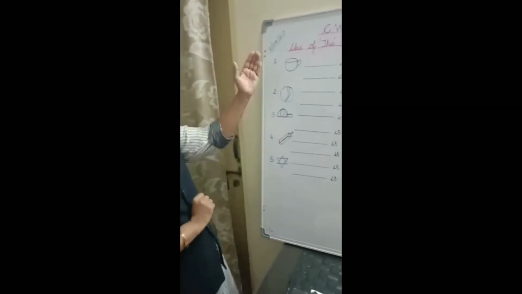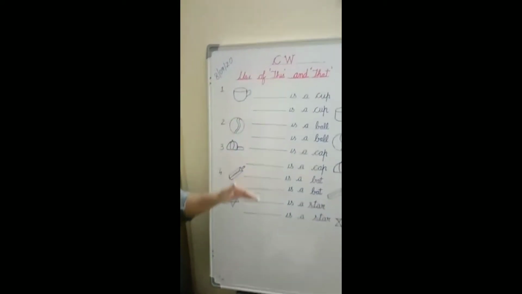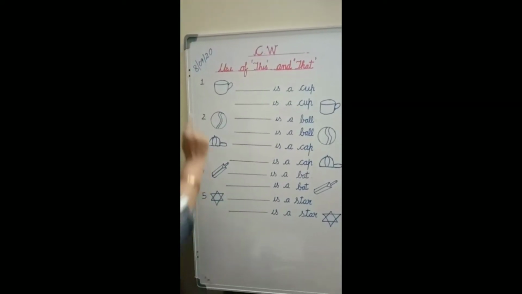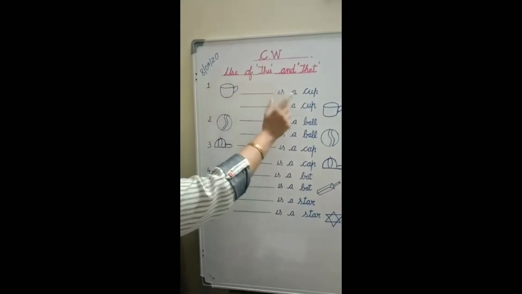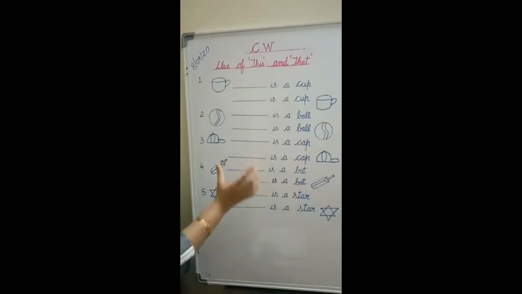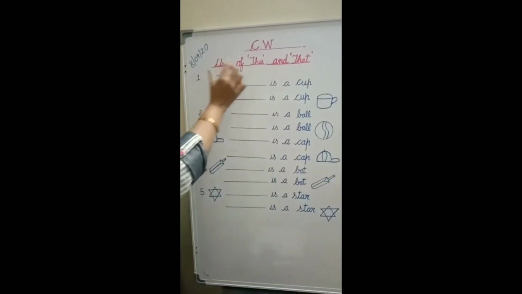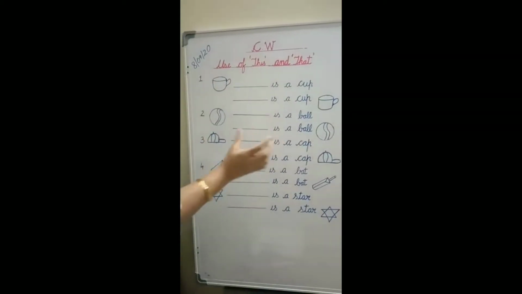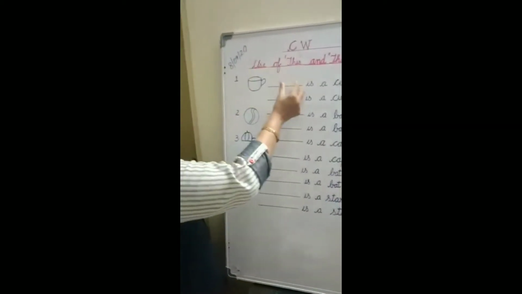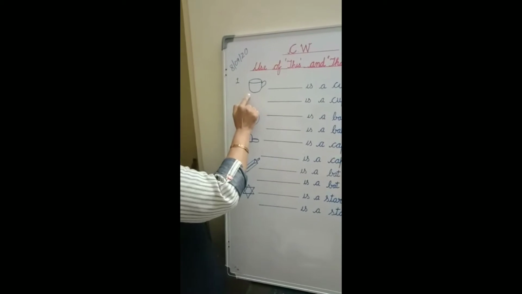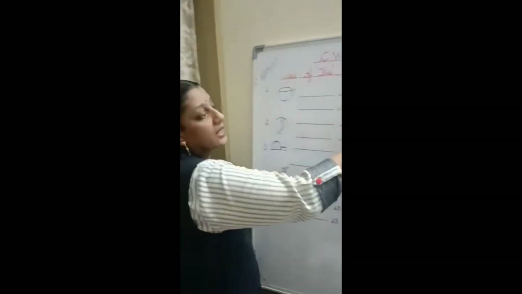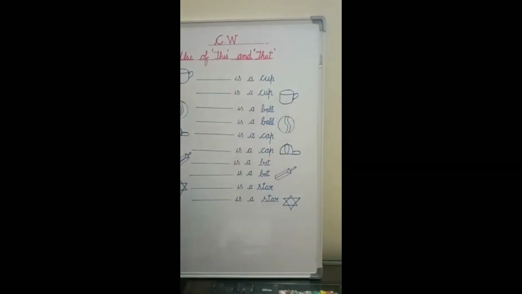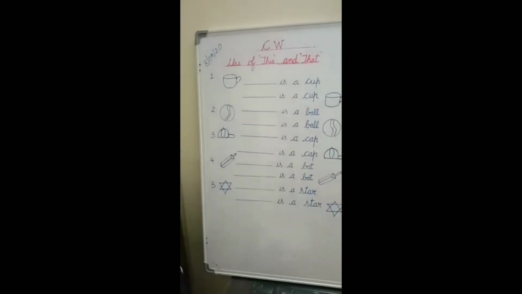Okay? Now look onto the board. Here also a few examples are there. So all of you have to write it very neatly and clearly, and you have to draw the objects. When this is there, you have to draw the object over here, and when that is there, you have to draw the object over here. Hope everything is clear to you.